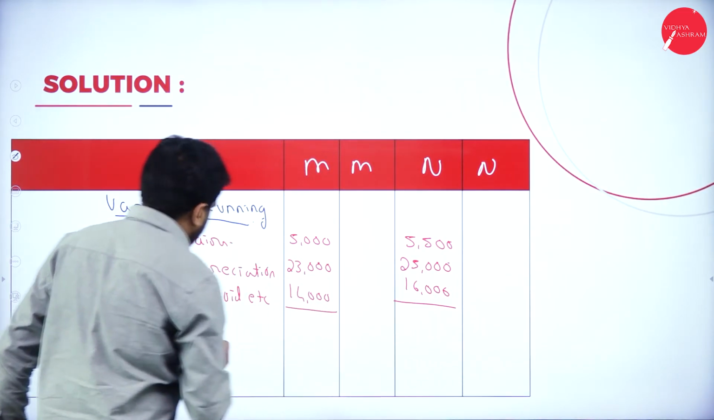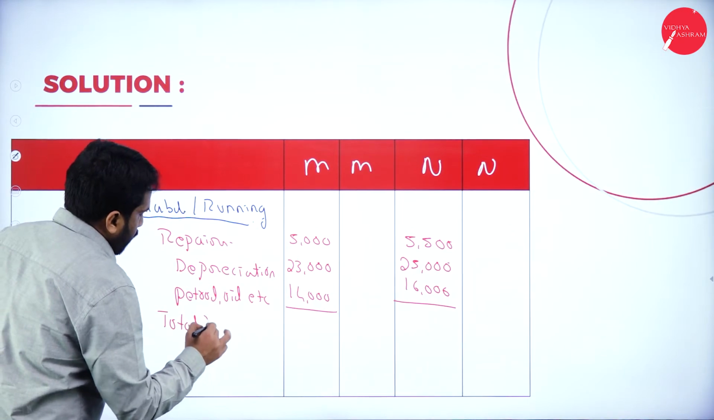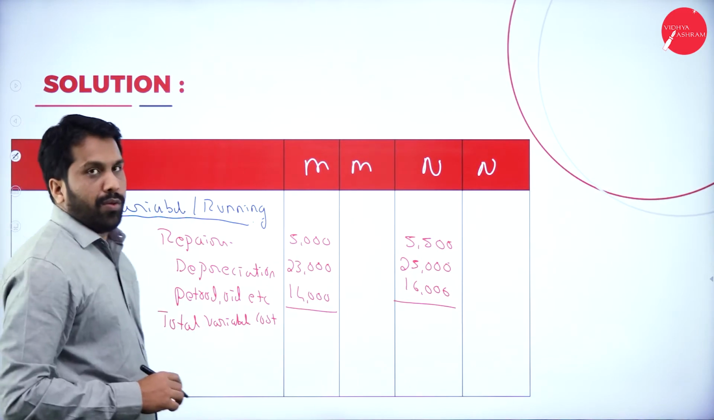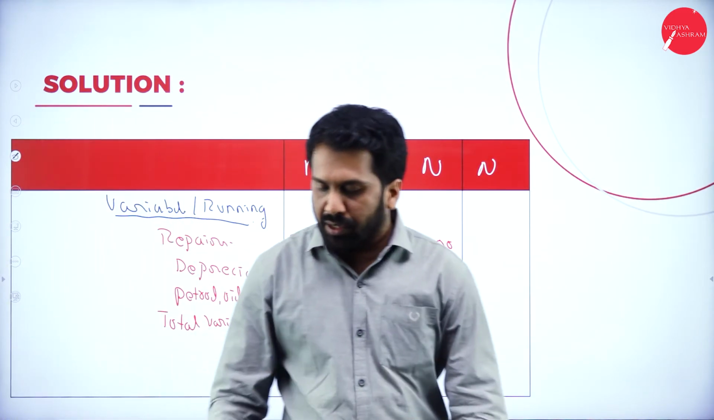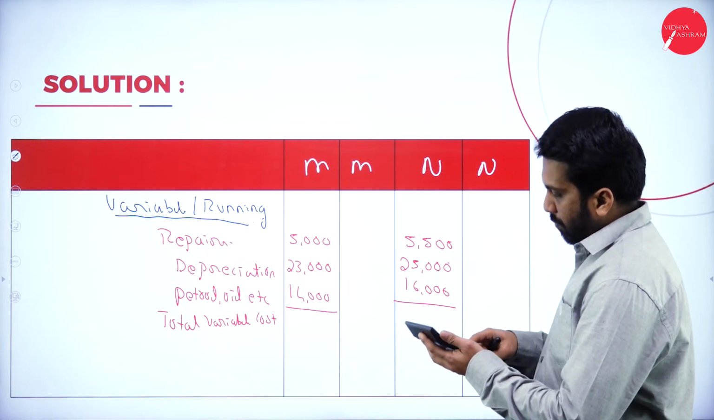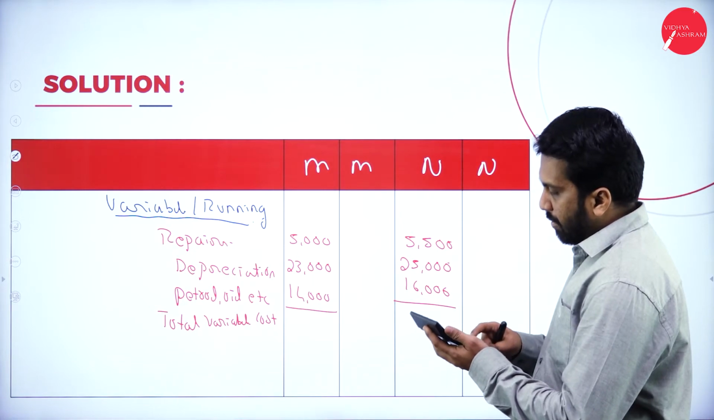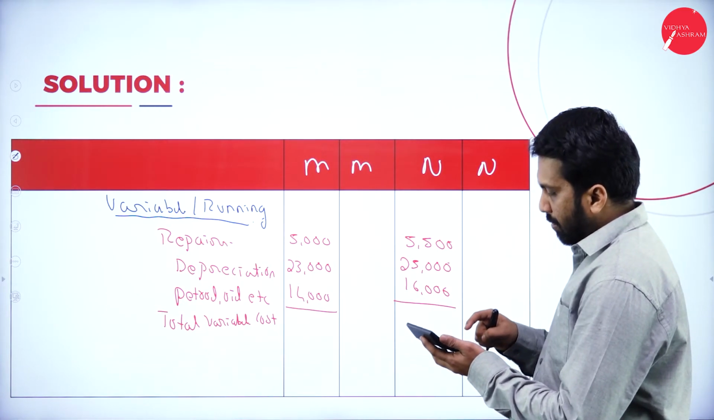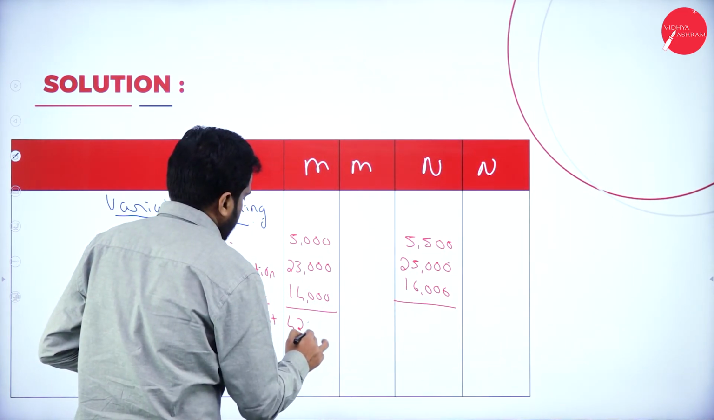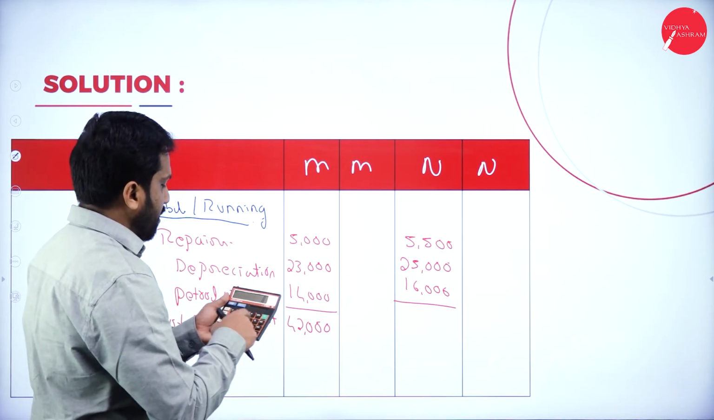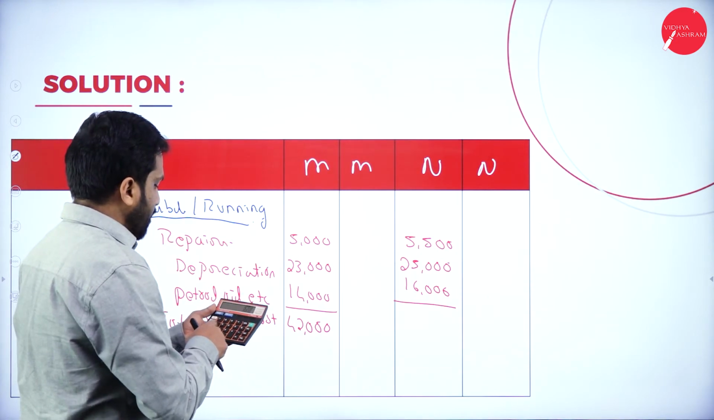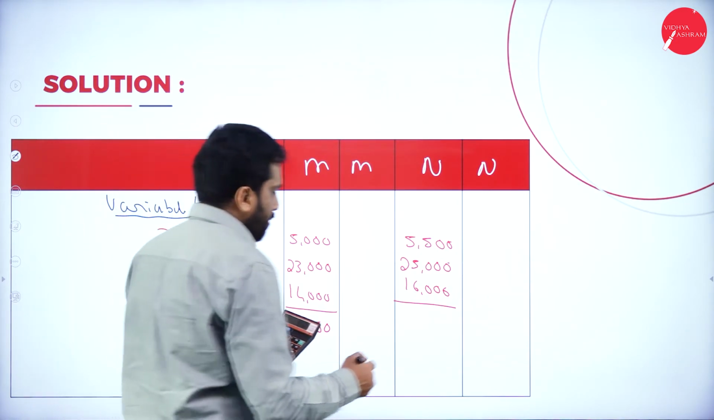Add this, we get total variable cost. So in this, 5,000 plus 23,000 plus 14,000, I got 42,000. Similarly, for the second one, 5,500 plus 25,000 plus 16,000, I got 46,500.